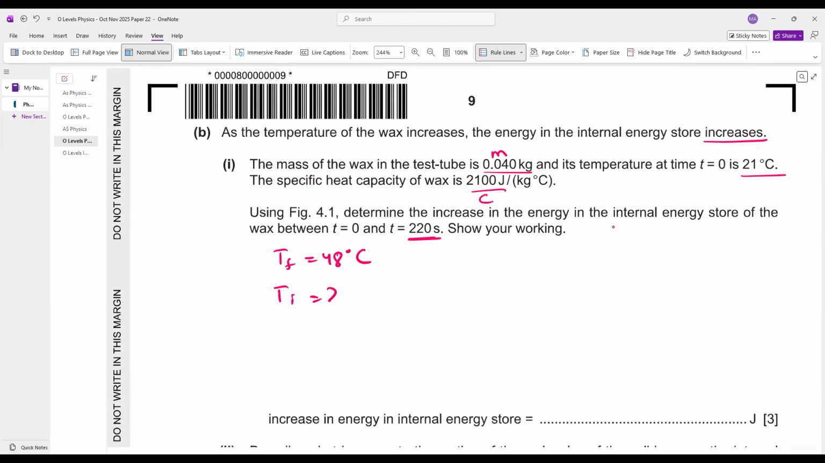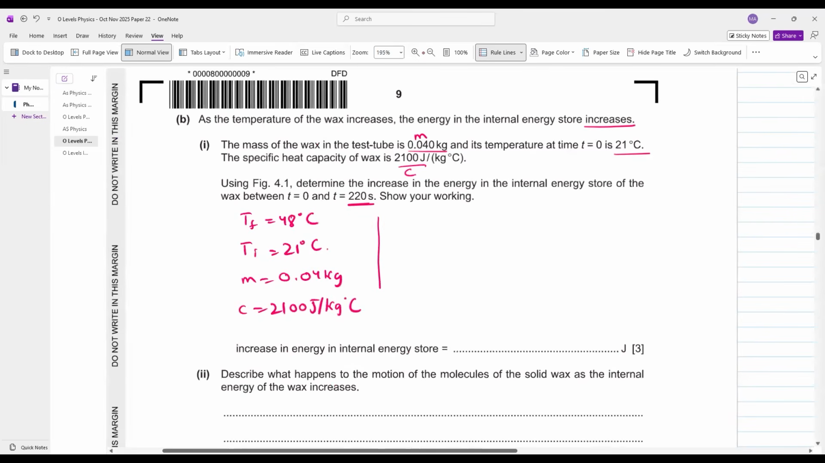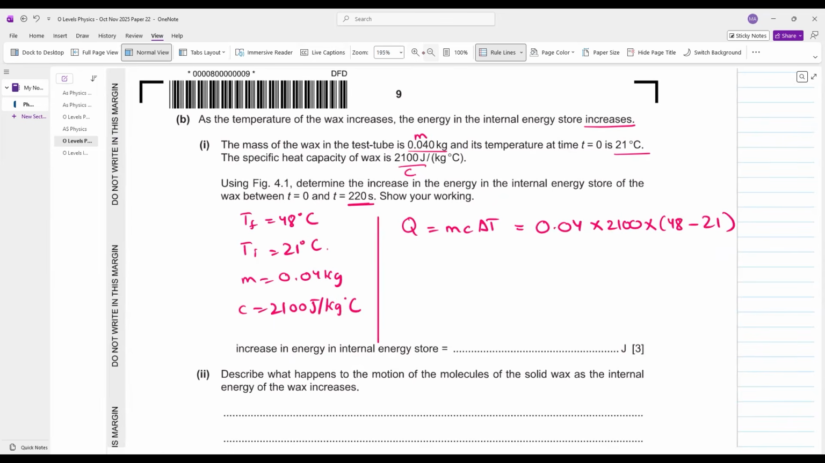इनिशियल टेम्परेचर क्या है बेटा? 21 डिग्री सेंटीग्रेड. मास क्या है? 0.04 kg. स्पेसिफिक हीट कैपेसिटी क्या है? 2100 जूल्स पर kg डिग्री सेंटीग्रेड. व्हाट विल योर एनर्जी कम आउट टू बी? क्यू इज इक्वल टू एम सी डेल्टा टी. मास 0.04, स्पेसिफिक हीट कैपेसिटी 2100, फाइनल टेम्परेचर 48, इनिशियल टेम्परेचर 21. कैन यू कैलकुलेट दिस आंसर? दिस कम्स आउट टू बी 2268 joules. दिस इज योर एनर्जी क्यू. सिंपल.